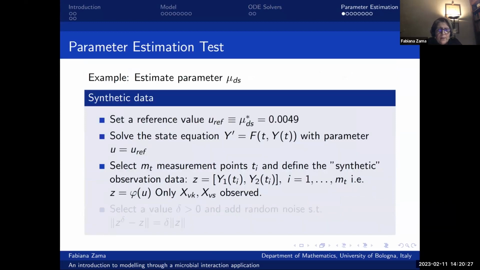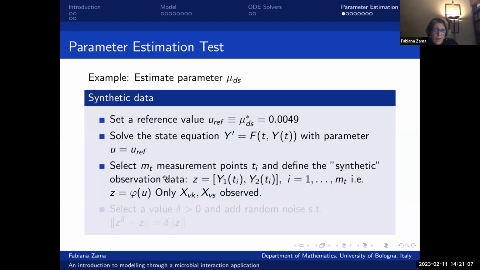Then we have an experiment for the estimation test. So we define the example that I showed this evening: just to estimate one parameter, and this parameter is the death spoilage speed parameter. So this is a rate. We set a reference value, which is exactly the value that we had in the given parameters. We solve the forward problem, we obtain data, and then we simulate measurements. So we take from this solution just a few points.